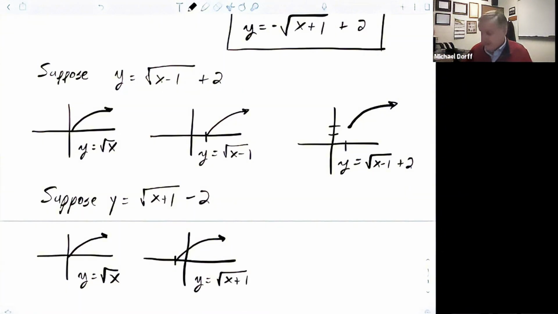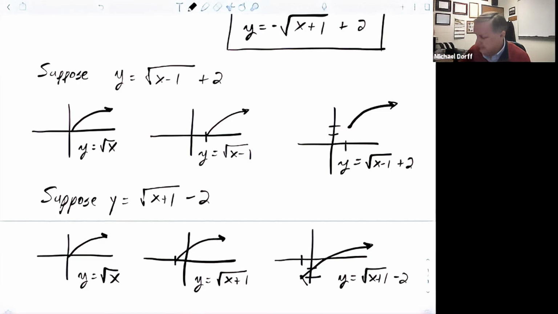Now I do a minus 2. How does that change it? Well, it takes what I had and it moves it down 2. And so now it looks like this. Y equals square root of x plus 1 minus 2 there.